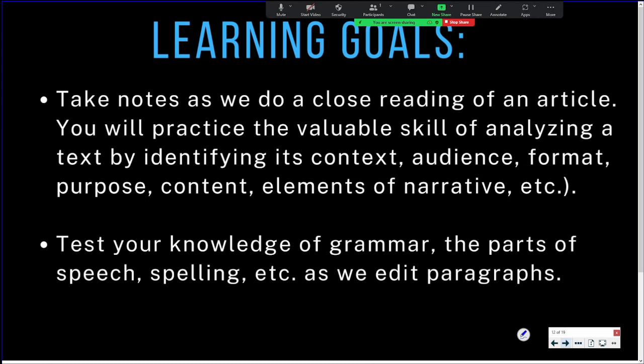Why did they write it? Where was it published? When was it published? Right? So these are all very important questions we can ask about a text, right? So that's where your reading skills come into play, right?